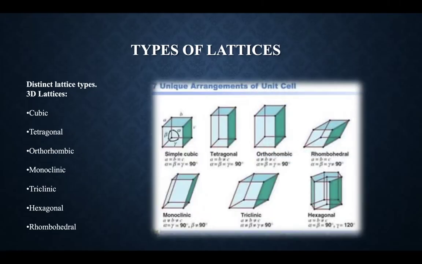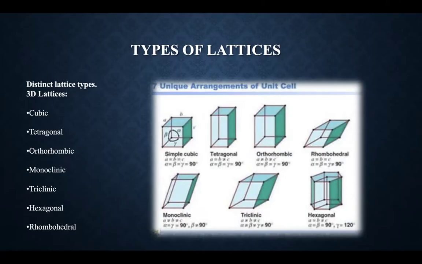There are 7 unique arrangements of unit cells. They are simple cubic, tetragonal, orthorhombic, monoclinic, triclinic, hexagonal, and rhombohedral. And in simple cubic, the angles alpha equal to beta equal to gamma are 90 degrees, whereas A is equal to B is equal to C.